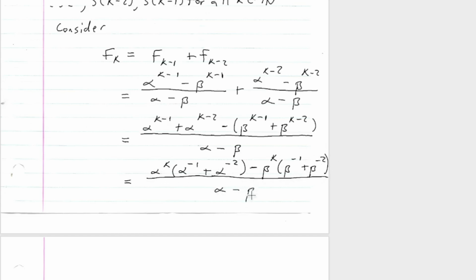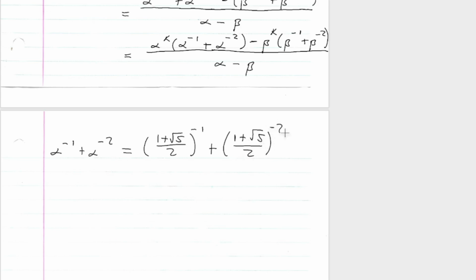alpha minus beta. Now, I would be done if alpha to the negative 1 plus alpha to the negative 2 is 1, right? And I would be done also if beta to the negative 1 plus beta to the negative 2 was also 1. So now I need to show that both of these are equal to 1, and then I'm done with my proof.